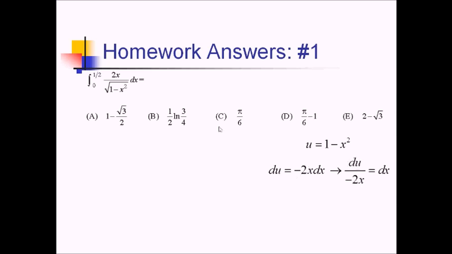And I'm also going to replace these x values up here with u values. If x is 0, that means u is going to be 1 minus 0 squared, or just 1. And if x is 1/2, then we're going to have 1 minus 1/2 squared, which will be 3/4.